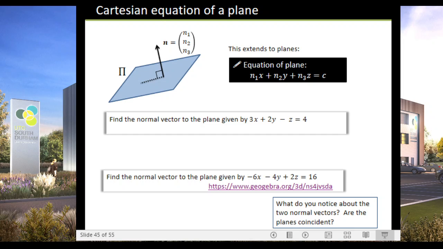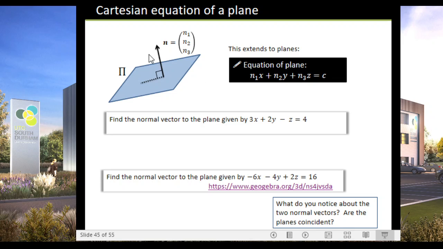To do this, we have to take a small swerve into the Cartesian equation of a plane, which comes from the vectors chapter of Core Pure. So we're going to put away the matrices chapter for now and jump into the vectors chapter. Just take this as read for now, that if I have a plane, the equation of that plane is some multiple of x plus some multiple of y plus some multiple of z equals a constant.